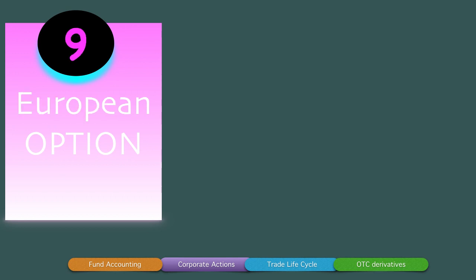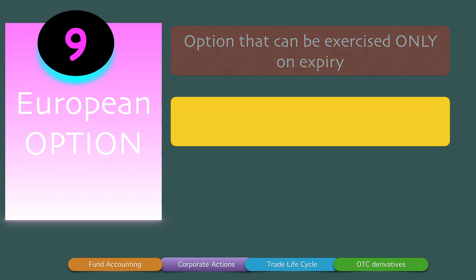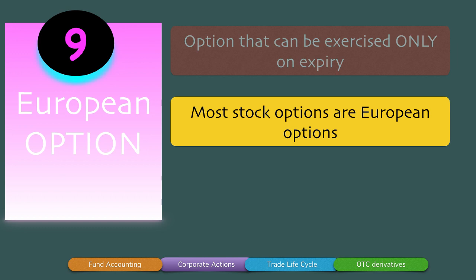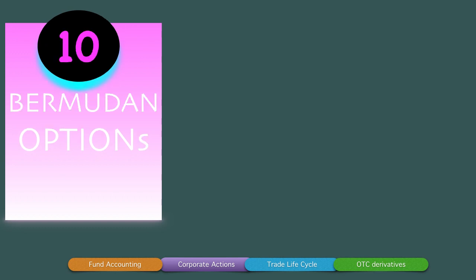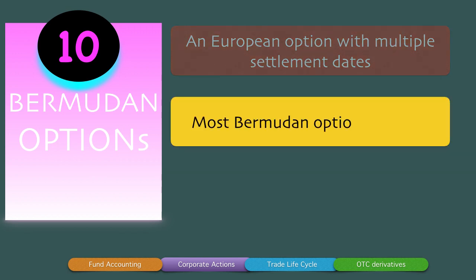The ninth term is European option. A European option is an option that can be exercised only on expiry. It cannot be exercised any time up to expiry. It can be exercised only on expiry, and most stock options are European options. Now we have a new category of OTC derivatives which offer multiple settlement dates. These are called Bermudan options. Bermudan options are basically European options with multiple settlement dates, so that the trader can decide to settle on any specific date. They are mostly OTC traded, not so much exchange traded as we would like them to be, but they're mostly OTC in nature.